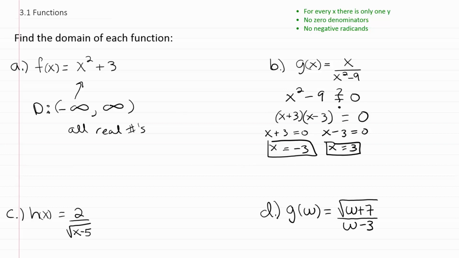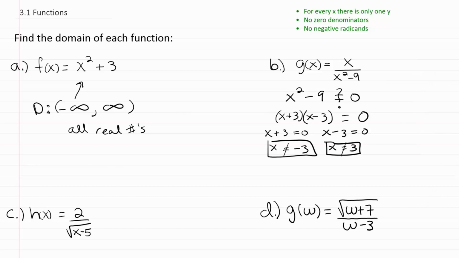For example, if I put negative 3 in, I would get negative 3 over negative 3 squared minus 9, which would end up giving you what? Negative 3 over 9 minus 9, which of course would be negative 3 over 0, and then we'd have an undefined fraction. So in other words, we want to avoid these two values.